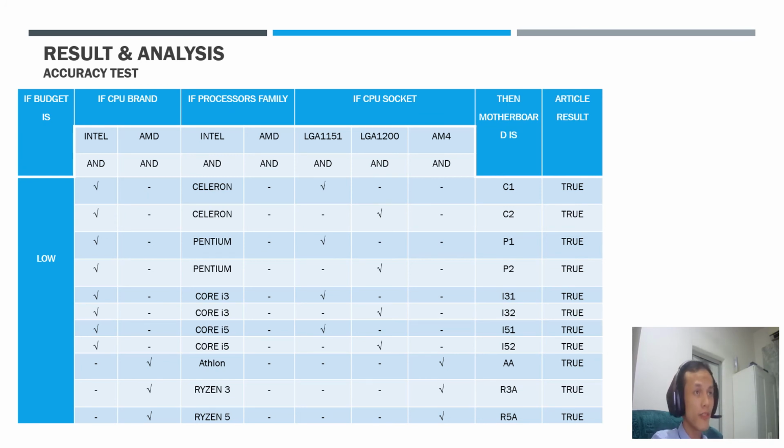The budget will affect the displayed CPU line family. For example, what has been shown here is for the low-end budget. So let's say a user picks an Intel Celeron processor and the socket that we chose is LGA1151. So the motherboard that supports the CPU socket is C1, and the actual result shown here is true.